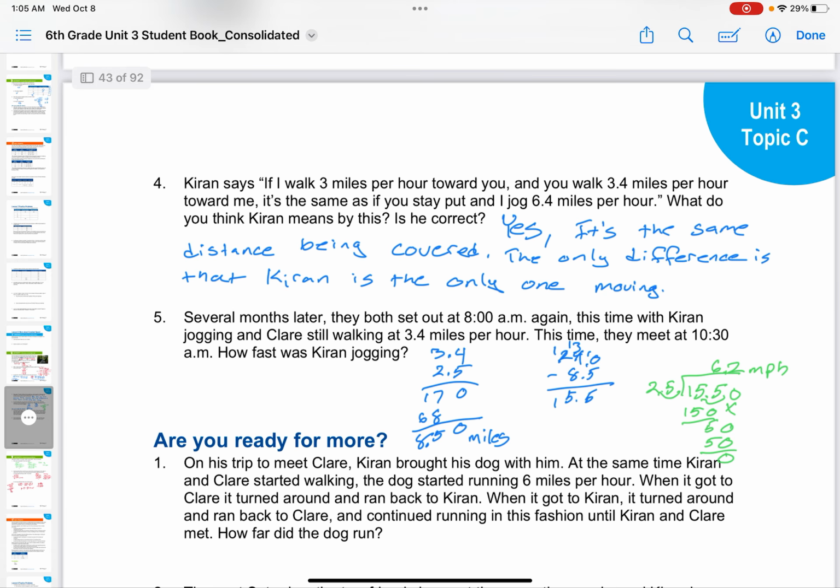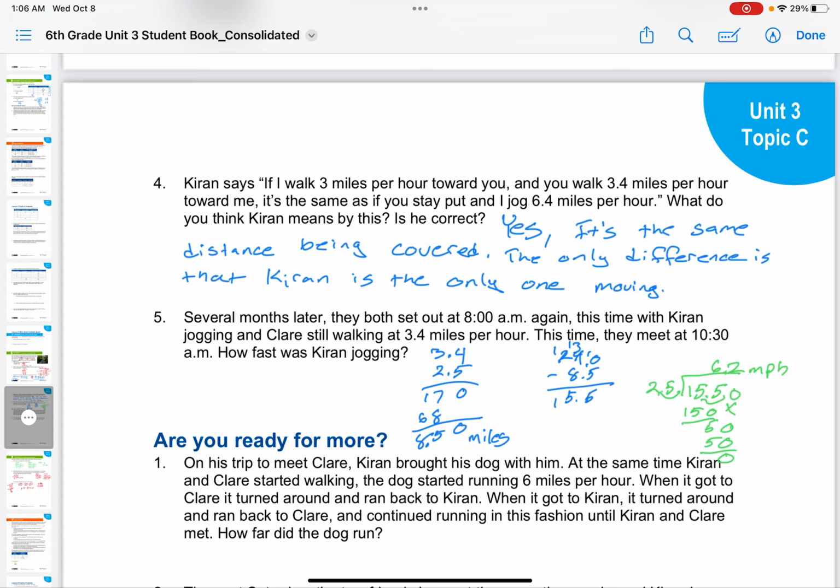Now, question 4 says that Kieran says, if I walk 3 miles per hour towards you and you walk 3.4 miles per hour towards me, it's the same as if you stay put and I jog 6.4 miles per hour. What do you think he means by this? And is he correct? Well, yes, he's correct, because it's the same distance being covered. The only difference is that Kieran is the only one moving.